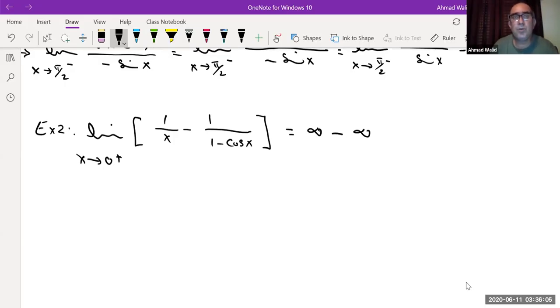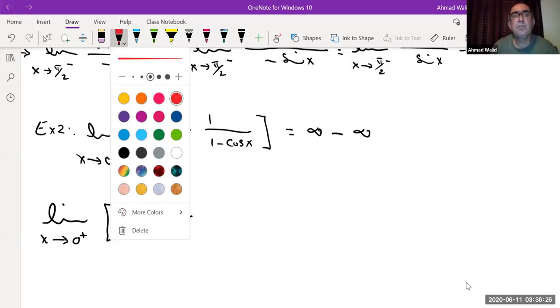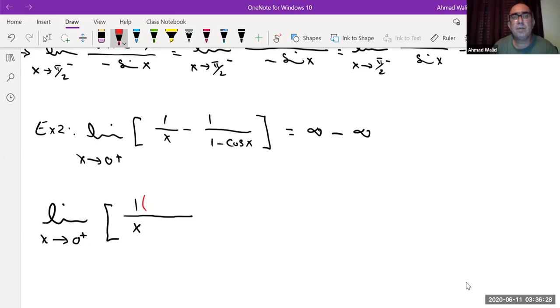Now what you do, you have to find a common denominator. To find the common denominator, limit as x approaching 0 from the right. You have to multiply your first fraction by the second denominator. It means 1 over x times, multiplying the top and bottom by this denominator, which is 1 minus cosine x. Here, 1 minus cosine x.